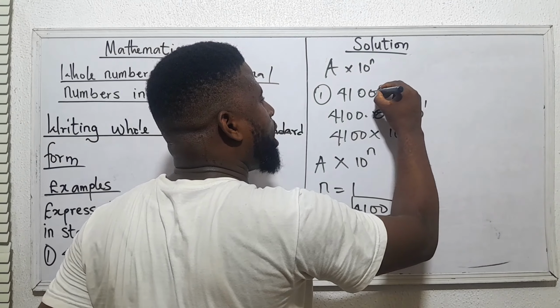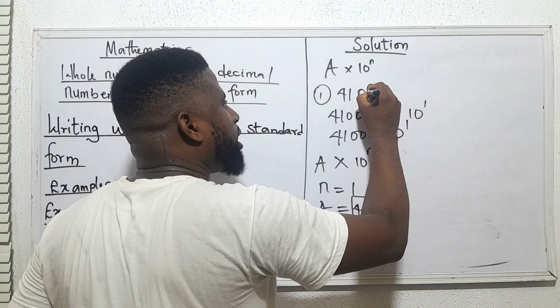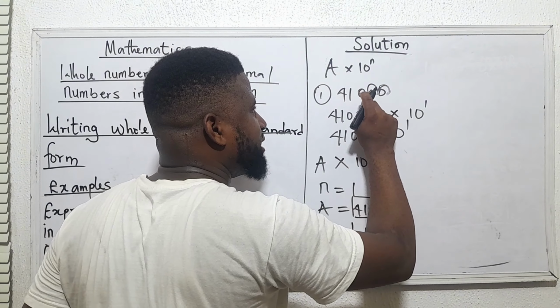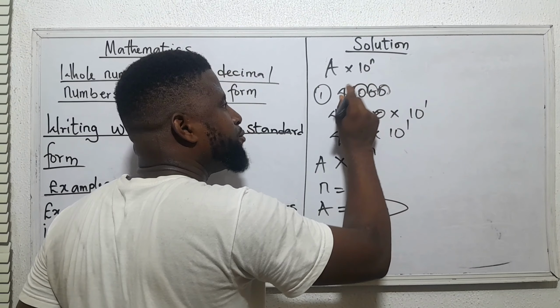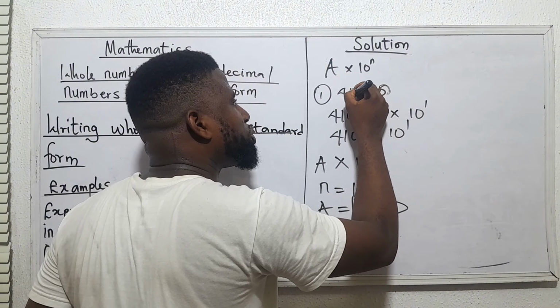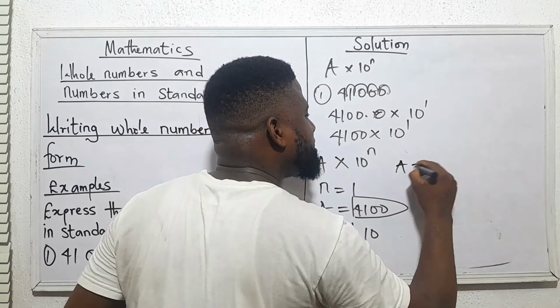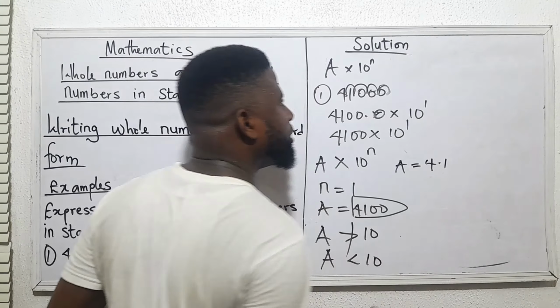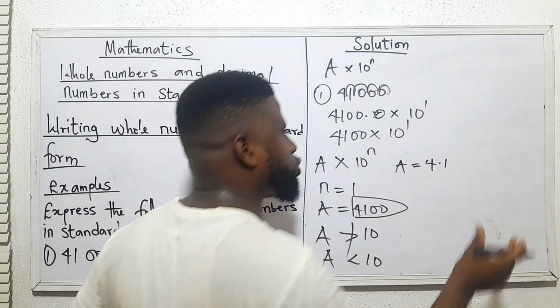Now, if you shift it one time, we have 4,100. We shift it one more time, we have 410. It is still greater than 10. We shift it backward one more time, we have 41. 41 is still greater than 10. So you shift it backward one more time. We now have our A equal to 4.1. So 4.1 is now less than 10. So we are now good.